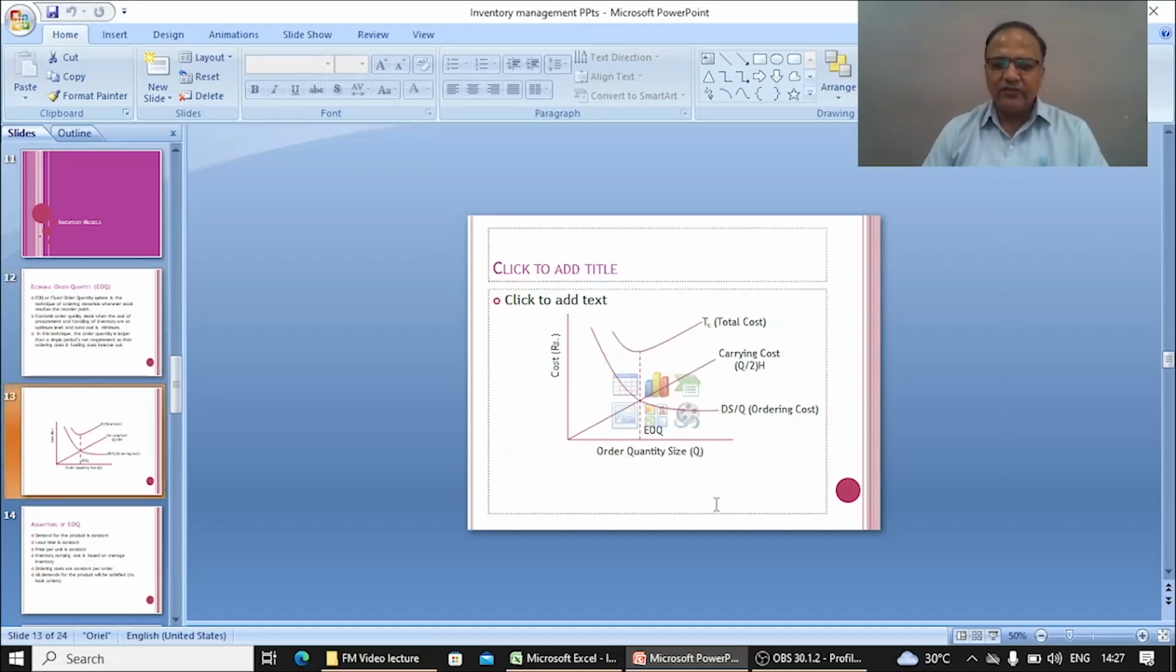So this is a graph where you can see on one axis there is cost, and on another axis there is order quantity size. This is ordering cost DS by Q, this is carrying cost QH by 2, and this is total cost.